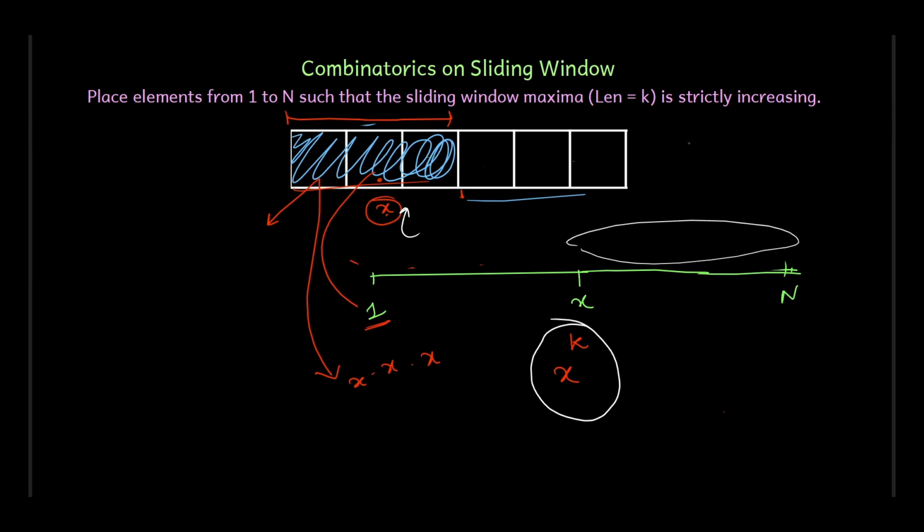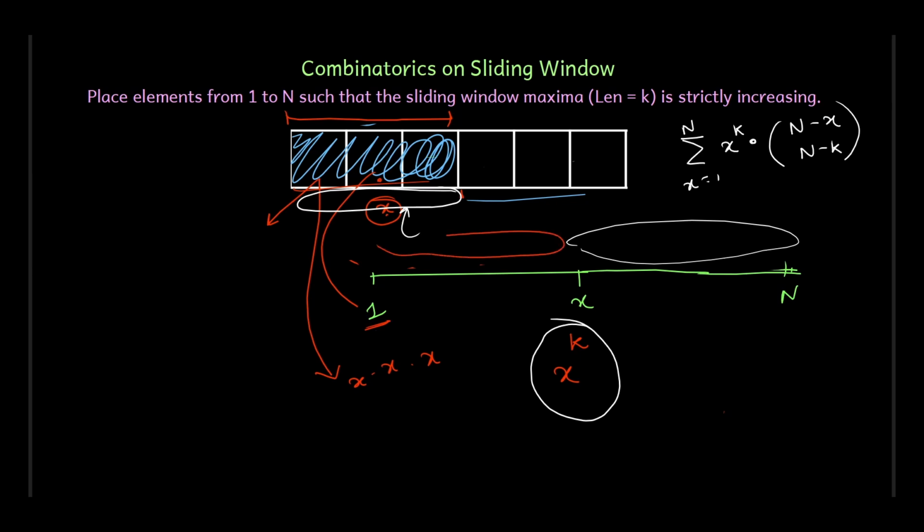And then for each x we can sum up this quantity. If the ways of placing the elements on the left hand side is x to the power k, and the ways to place the elements on the right hand side is n minus x choose n minus k, then we can simply sum it up from x equal to 1 to n. And this should be our final answer. Why? Because the left part and the right part are independent. The only dependent part was this partition point x, and that has already been covered when selecting the choices.